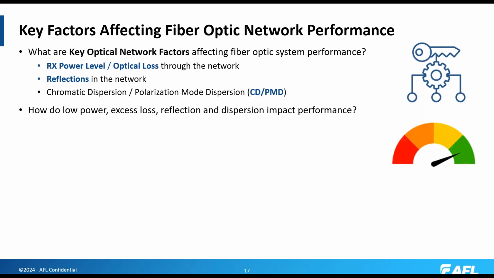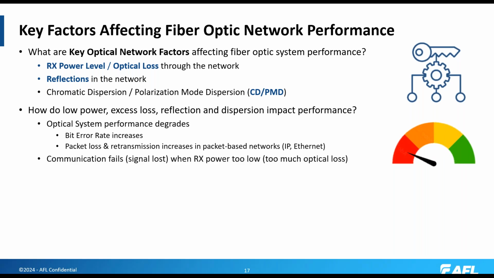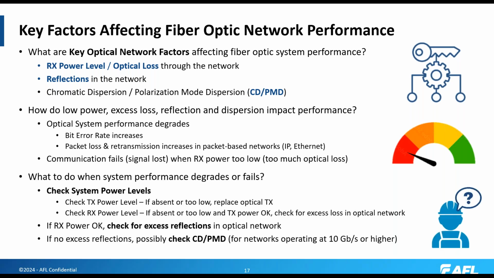So how do low power, excess loss, reflection, and dispersion impact performance? Well, your optical system performance degrades and your bit error rate increases, or you'll begin to experience packet loss and packet retransmission in packet-based networks, meaning that your overall communication throughput will go down. When the received power is too low due to too much optical loss, then your communication through that network can fail entirely. So what to do when system performance degrades or fails?